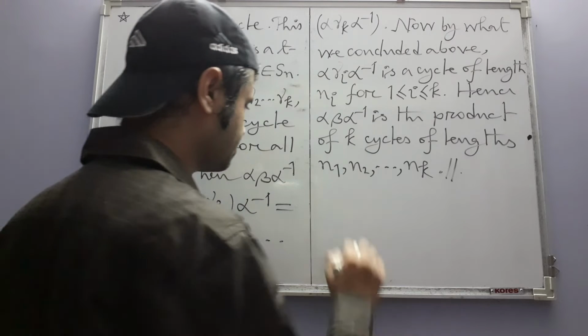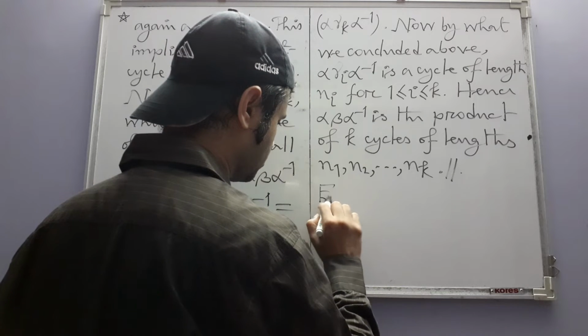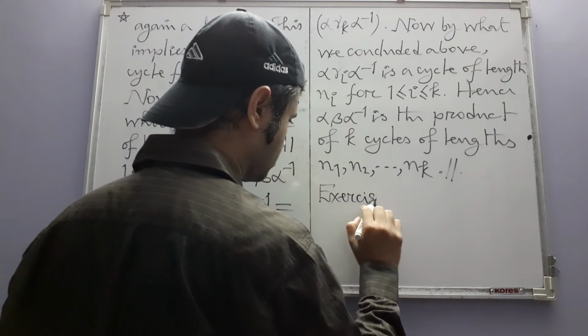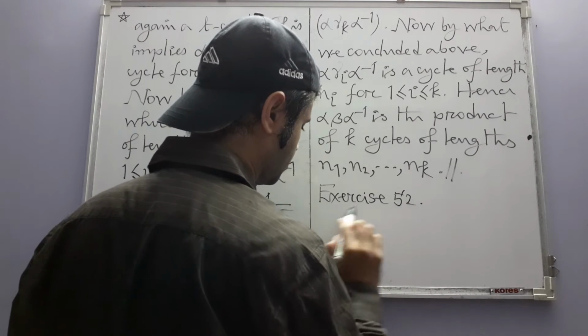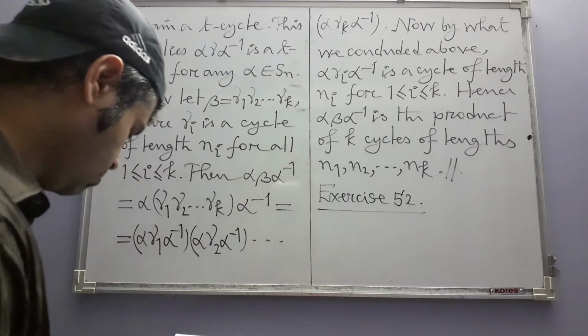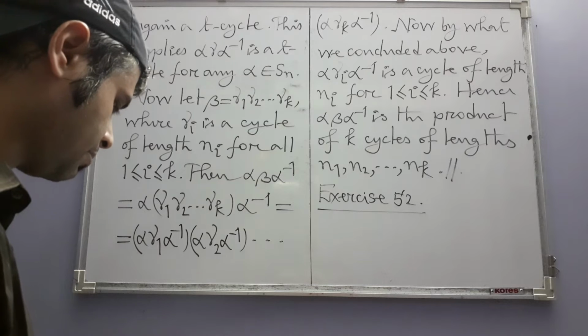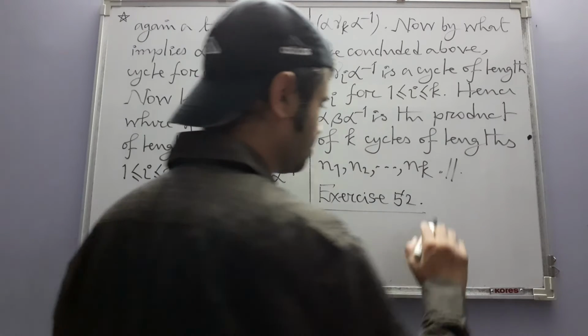Next, (52) let alpha and beta belong to Sn.